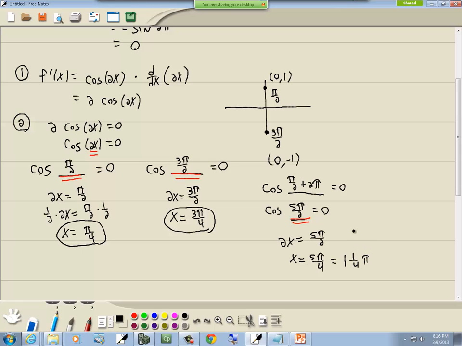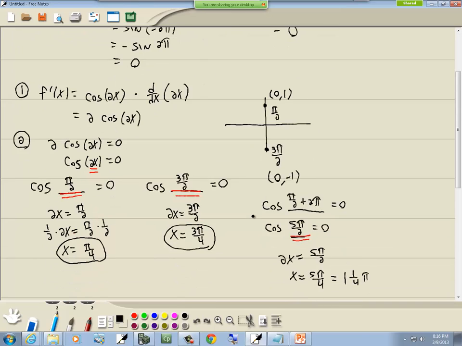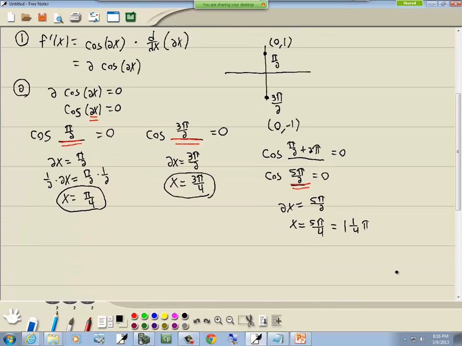And it's past pi. Because remember, we're only looking at the interval up to pi. So since it's past that, we can cross that off. And it means we don't have to go any further in that direction. Okay. Now go in the other direction. We've got some other places.